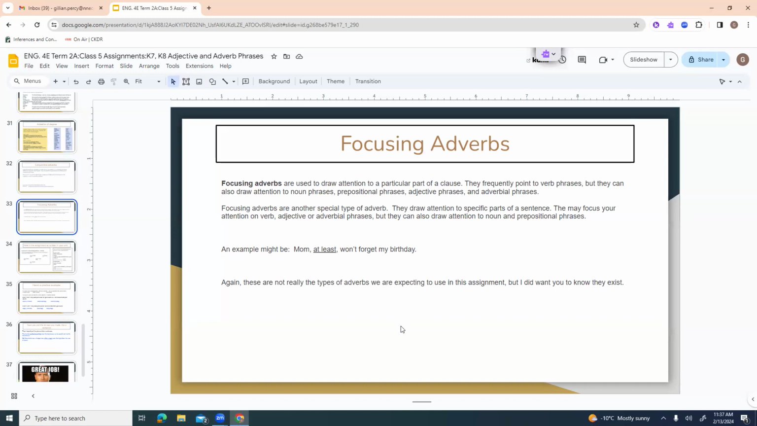It can also even draw attention to nouns and prepositional phrases, which is why I think they're a little bit confusing and we're not really going to need to use them for our assignment, but I wanted you to know they exist. So for example, mom at least won't forget my birthday. In this case, at least is trying to draw attention to the mom, but it's still considered a type of adverb.